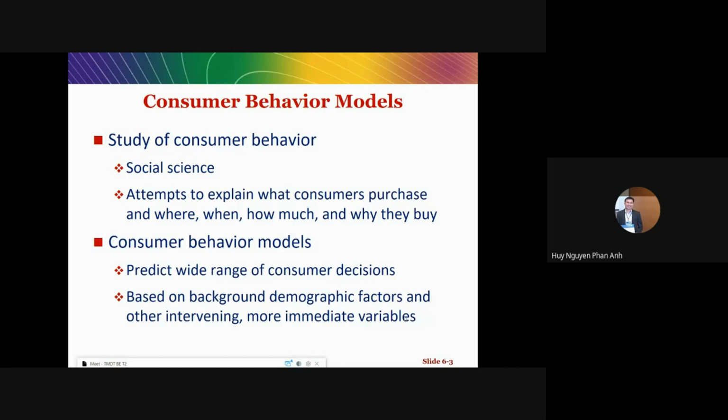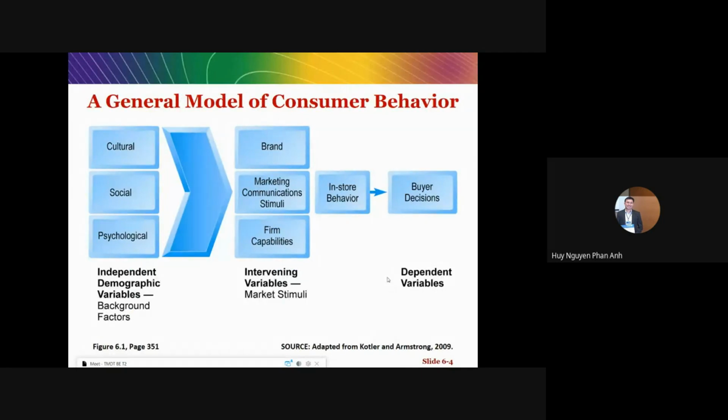When you want to sell something, you should make sure that your product is attractive and that it can stimulate the consumer decision of buying that product. And based on the background, maybe the demographic factors or the intermediate variables, it's based on the consumer information, so we can predict their behavior as well.